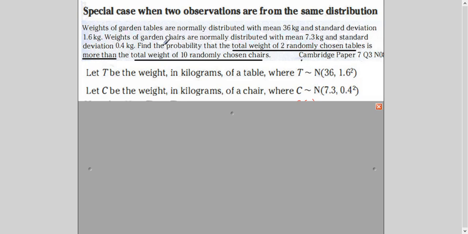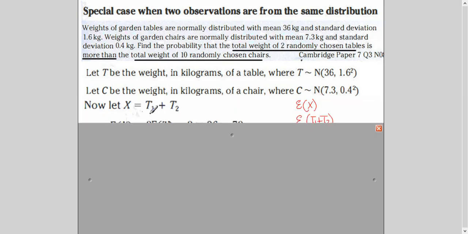Now what is the question saying? Find the probability that the total weight of two randomly chosen tables is more than the total weight of 10 randomly chosen chairs. So you are selecting two tables and 10 chairs, and the weight of two tables is greater than the weight of 10 chairs. So let's see how we will solve this question. First of all, we need to find the new distribution of two tables and 10 chairs, number one, and then we will say the table weight is greater than the chair weight, with this context.